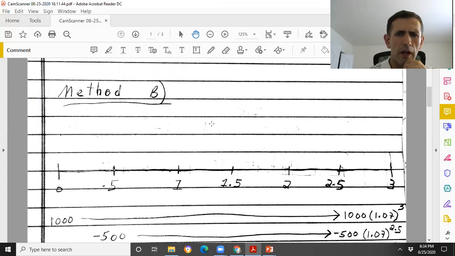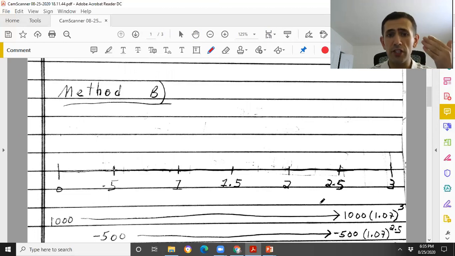Okay, so we have an initial deposit of 1,000. And we're basically just going to accrue every single withdrawal and deposit by the amount of time it sits in the account. So this sits in the account for 3 years. So this 1,000 accrues 3 years of interest. It becomes 1,000 times 1.07 to the power of 3.